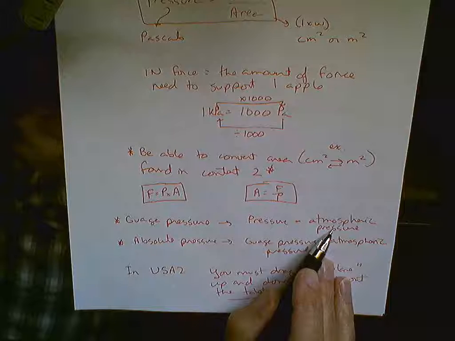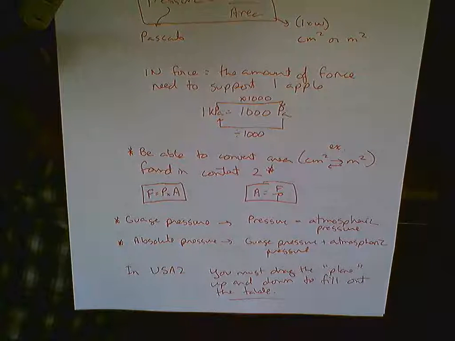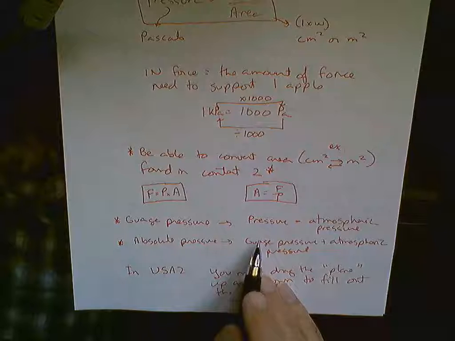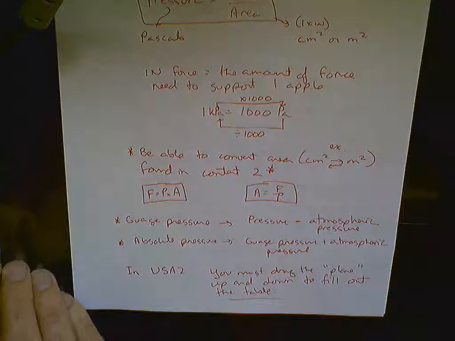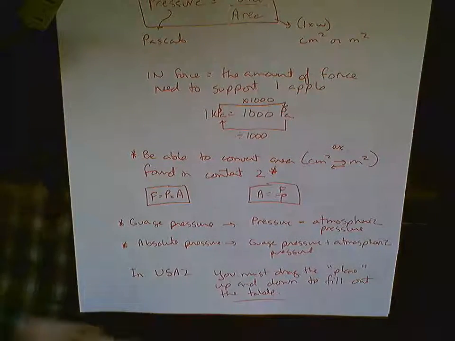So what we do is we take our equipment that we're using and we set it so that we negate the atmospheric pressure. So we would set it at 0. Absolute pressure is both together. Gauge pressure plus atmospheric pressure. I don't believe that absolute pressure is used as much as gauge pressure.